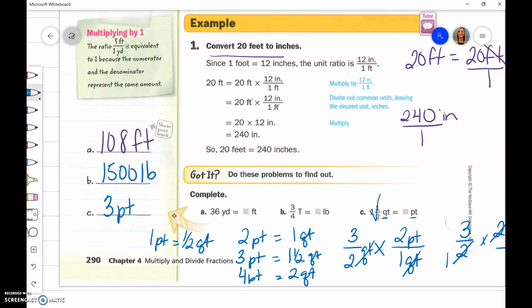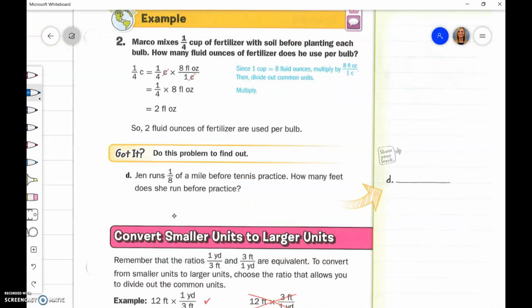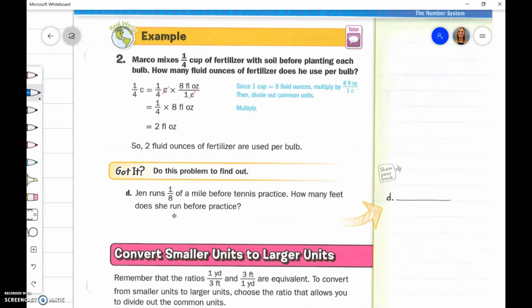So what we're going to do is keep doing some more large to small, and then there's going to be another video of large to small, or I'm sorry, from small to large. Okay, let's take a look at this.